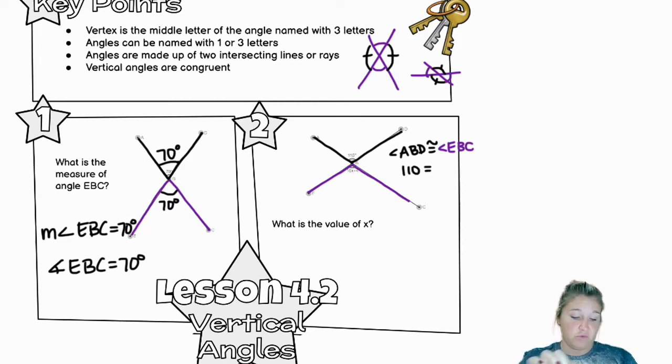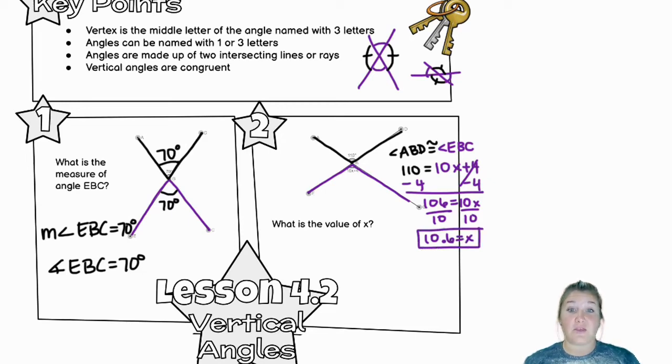That's going to have to be equal to 10x plus 4. Now I'm trying to find the value of x. This is just a two-step equation. I'll start off by subtracting 4 on each side, so I get 106 is equal to 10 times x. And then the last step here is to divide by 10 on each side, so I get 10.6 is equal to x. And that's okay. You can have a decimal in some of these, so don't be afraid of that. Just knowing that they're congruent, you know that you can set them equal to each other. Vertical angles are equal, and then you just set up the equation.